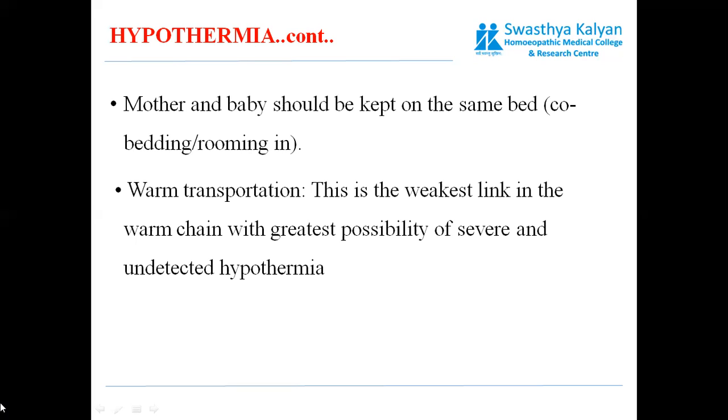Then warm transportation. This is the weakest link in the warm chain, with the greatest possibility of severe and undetected hypothermia. When we have to achieve the 10 steps of the warm chain, this step, warm transportation, becomes the weakest link, and there is maximum possibility of severe or undetected hypothermia.